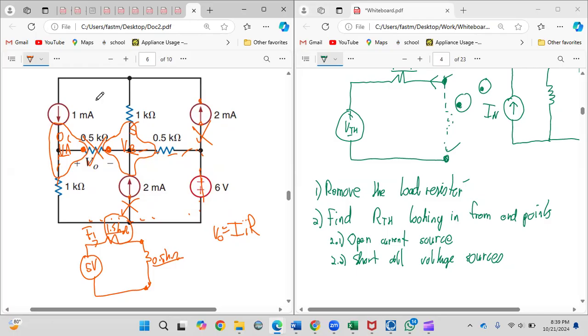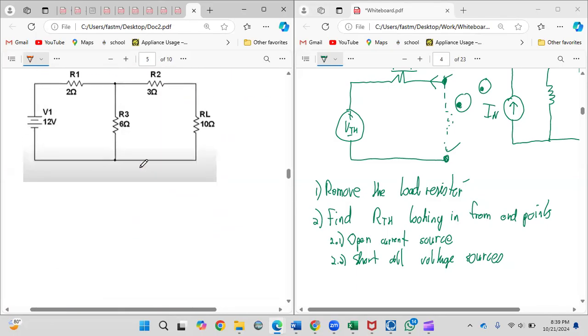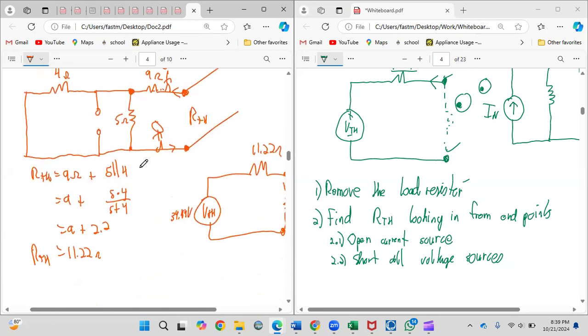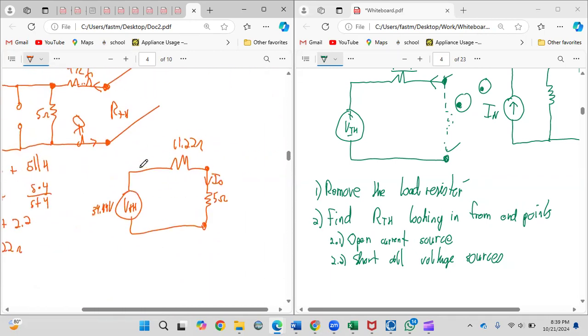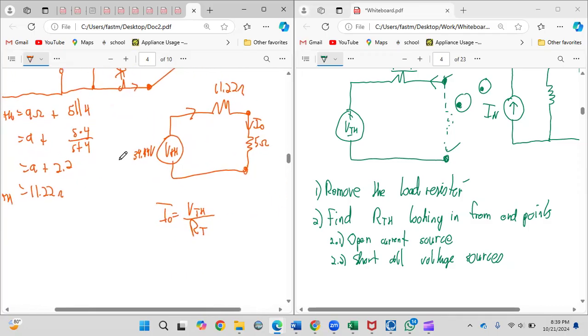Yeah, just the same circuit. It's not really going to change. But for IO, it will literally just be your voltage divided by your equivalent resistance. Because basically you just want the current through here. It's in series, so the current is the same. And that is it. That is basically the Thevenin.